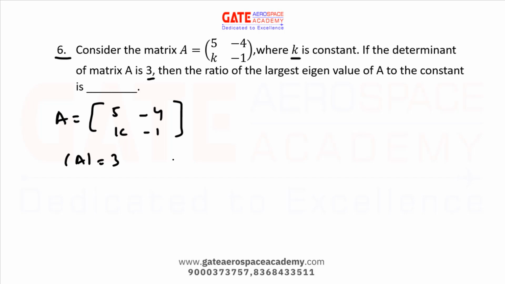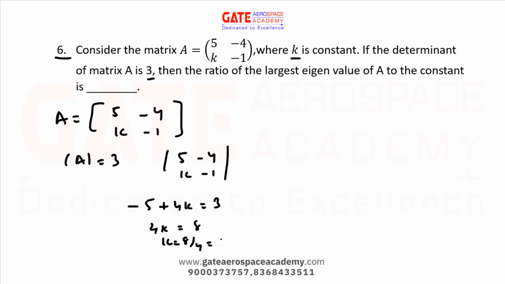Okay, so we know that 5, minus 4, k, minus 1. So this is minus 5 plus 4k equal to 3. So 4k equal to 8. k equal to 8 by 4, which is equal to 2. Okay. Now we got the answer k equal to 2 here.